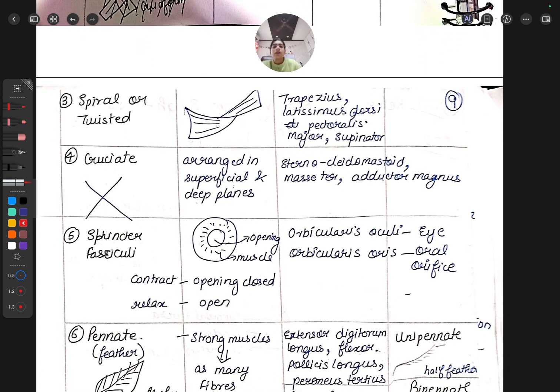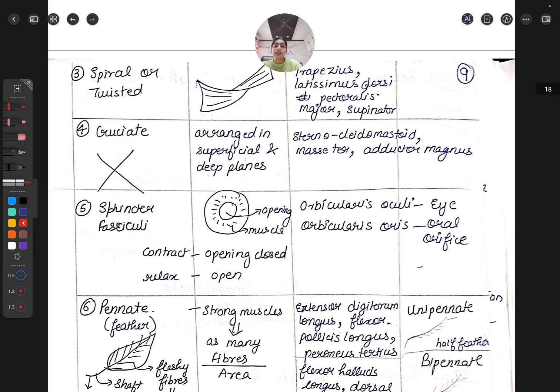Next is spiral or twisted. Now if I want a twisting action, like twisting my neck, it means it is a spiral or twisted muscle. For example, trapezius, which is present here, right?